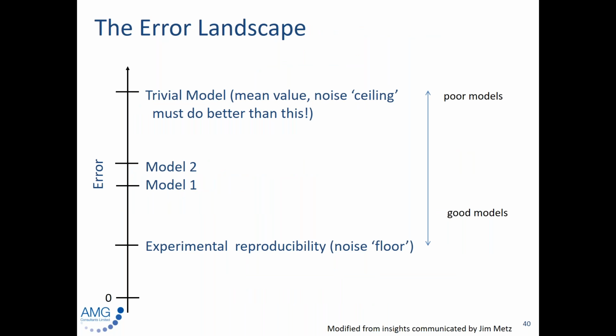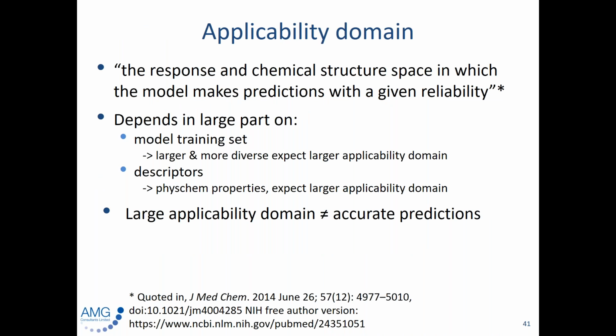So this is something Jim Metz communicated to me a while ago about the error landscape. I will allow you to look at that in your own good time, in the interests of time. Applicability domain is about the response and chemical structure space in which the model makes predictions with a given reliability. So it really depends in large part on the training set and the descriptors.